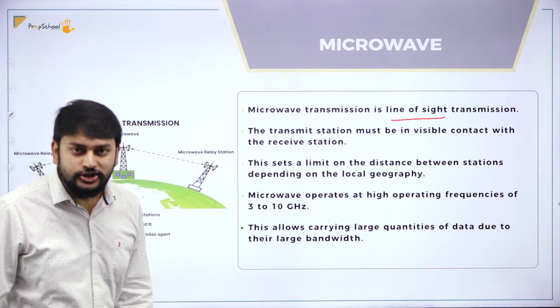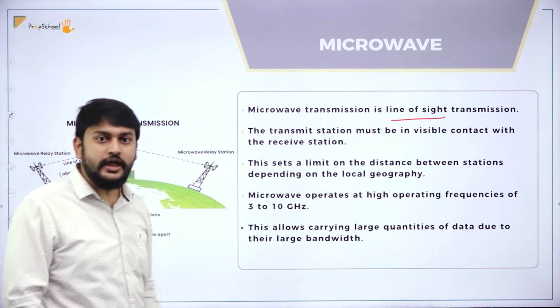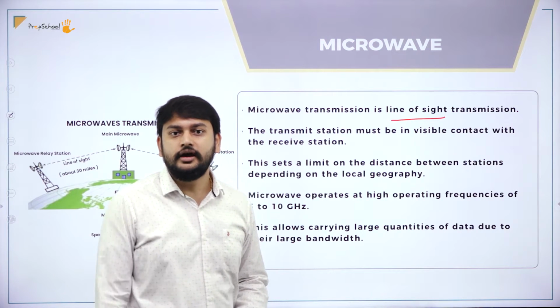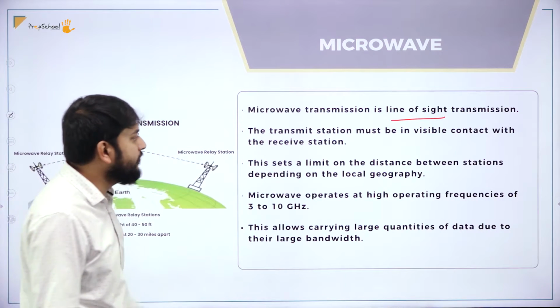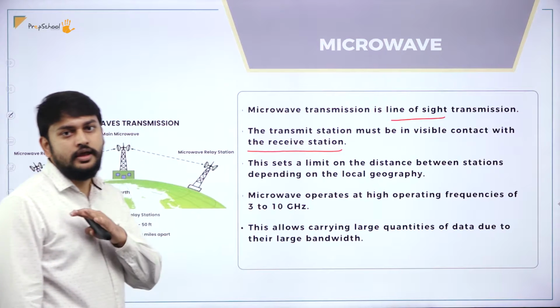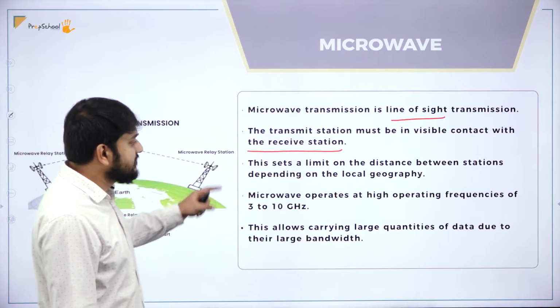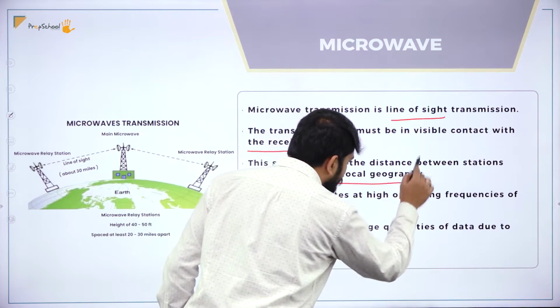Whenever you want to transmit anything, the transmitter as well as the receiver should be in the line of sight. That's very important. The transmit station must be in visible contact with the receive station. That's one of the things that you should be able to remember. This sets a limit on the distance between the stations, depending on the local geography.